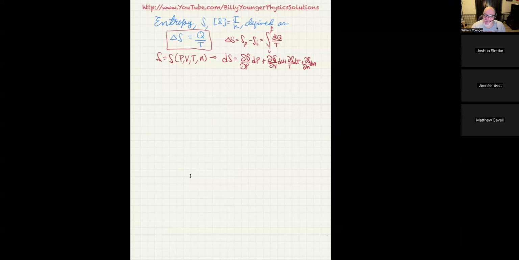The entropy of an isolated system. Okay, that means it's not interacting with the environment at all. It's not just adiabatic, it's literally not interacting with the environment at all.